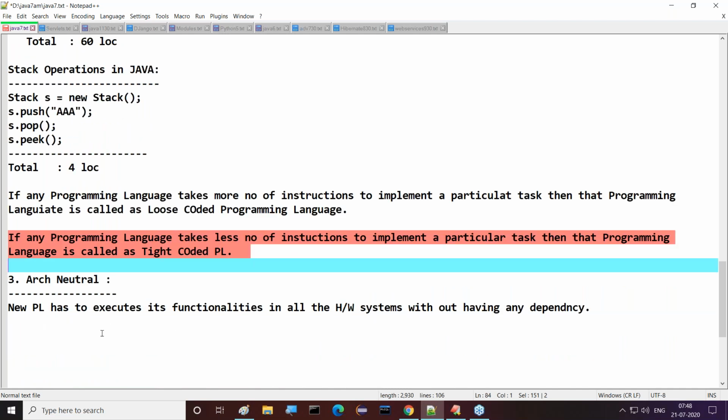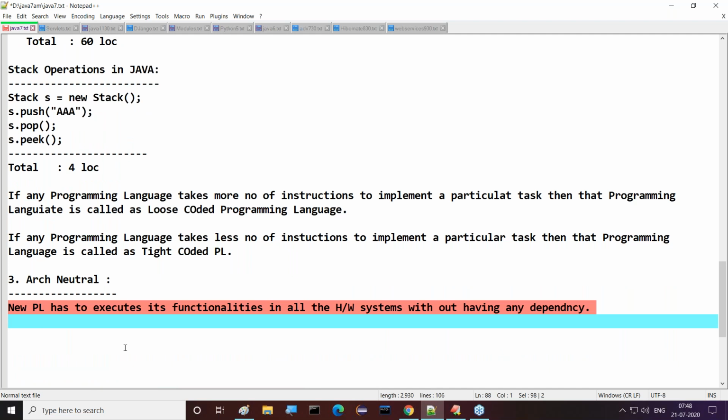Next one, what is the meaning of architectural neutral? What did you understand about this architectural neutral? Compatible with all the architectures. Right, sir. This is exactly the meaning of the content we have told you clearly now.